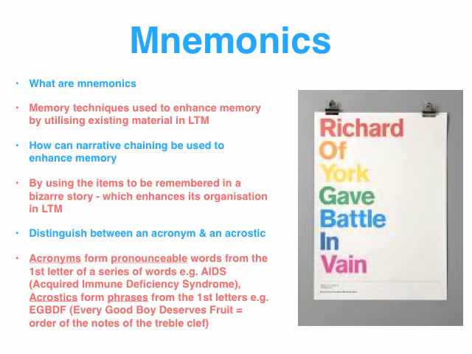In terms of mnemonics, these are techniques that we can use to enhance our memory by utilising existing material in long-term memory. Hence they involve elaborative rehearsal. Narrative chaining is where we basically get a list of words to be remembered. We put these words into a bizarre story, and this enhances the manner in which it's organised in our long-term memory. An acronym, we get the first letter of a series of words and we put that into a pronounceable word, whereas acrostics don't form pronounceable words but rather phrases. So we substitute those first letters of the phrase into the actual letters that we need to remember in sequential order.